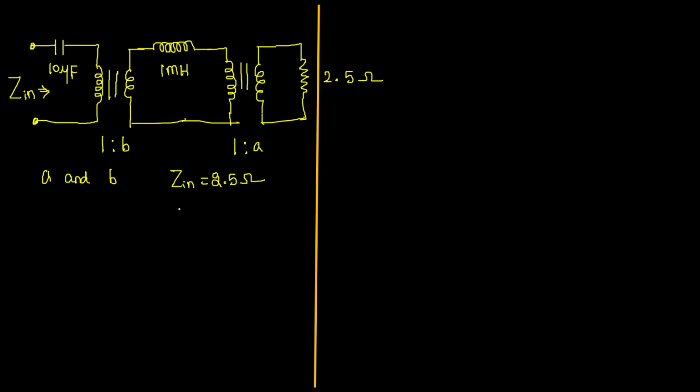Angular frequency omega is given when the circuit is excited by an AC supply voltage with the angular frequency of 5k radian per second or 5000 radian per second. That is the given data. Now you are supposed to calculate the value of A and B. Find the value of A and B, drop it in the comment section.